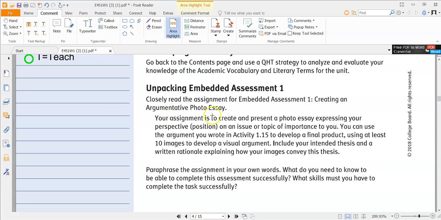So it says your assignment is to create and present, so those are two verbs. And what are we supposed to present? A photo essay expressing your perspective on an issue or topic of importance to you. So we're supposed to also express our perspective. You can use the argument that you wrote in activity 1.15 to develop a final product using at least 10 images to develop a visual argument.